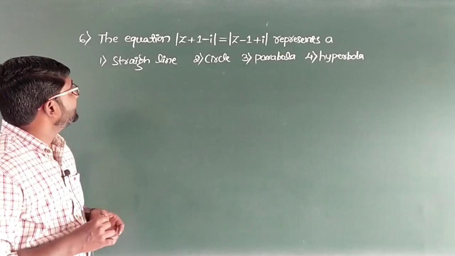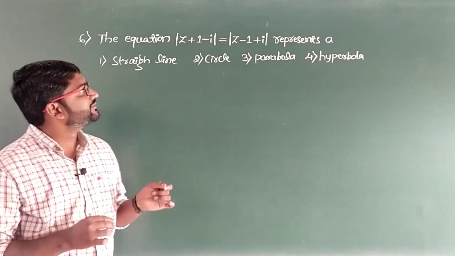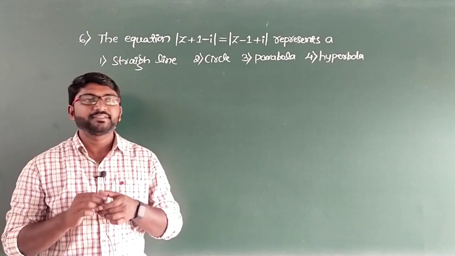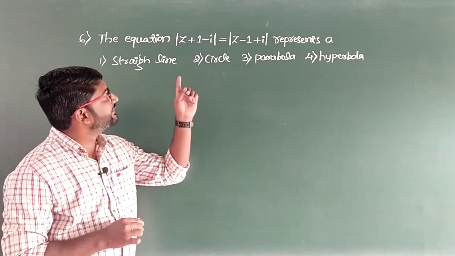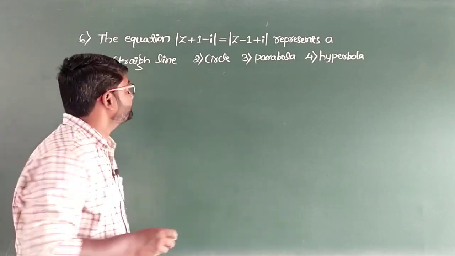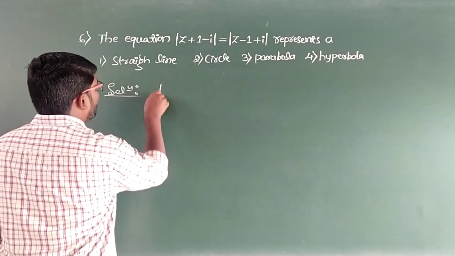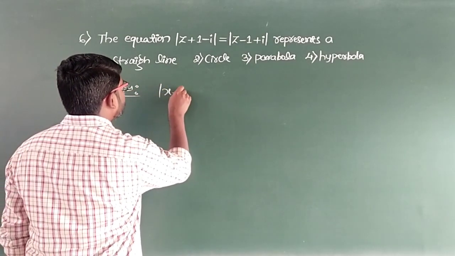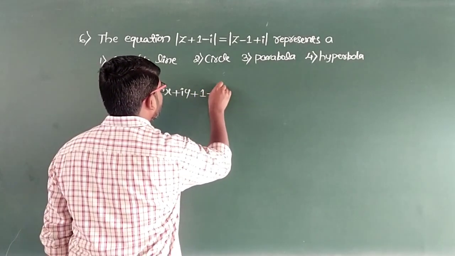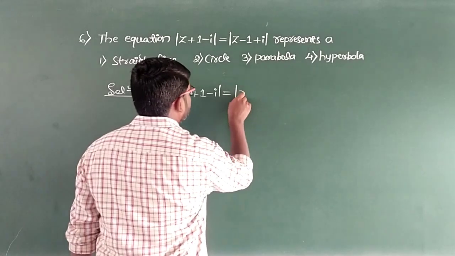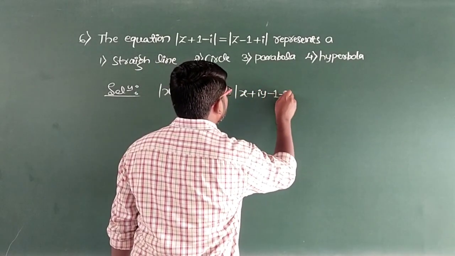Well, question number 6: the equation mod z plus 1 minus i equals mod z minus 1 plus i represents which of the 4 options: straight line, circle, parabola and hyperbola. Here I will take z as x plus iy. So now mod, in place of z I will be writing x plus iy, then plus 1, then minus i, which is equal to mod x plus iy minus 1 plus i.